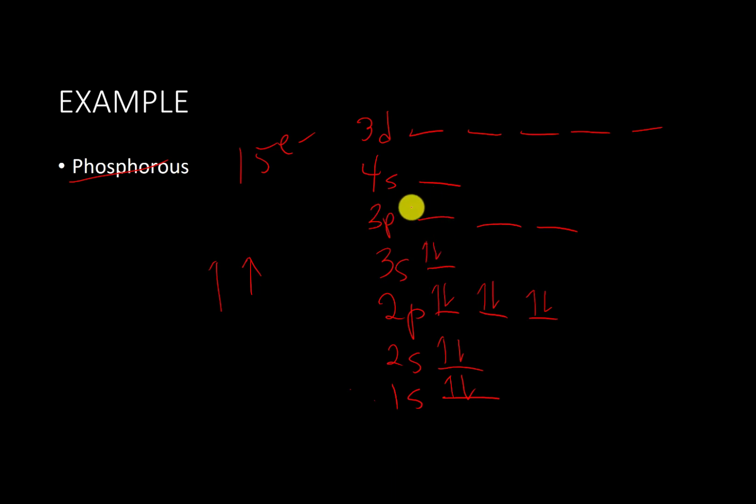And now the 3p. We have to be careful because they're the exact same energy level, and so we've got 1, 2, and 3. This is all we need. We can cross these out. We don't need these orbitals. They're not being filled in the ground state of phosphorus. So here would be the orbital diagram for phosphorus.